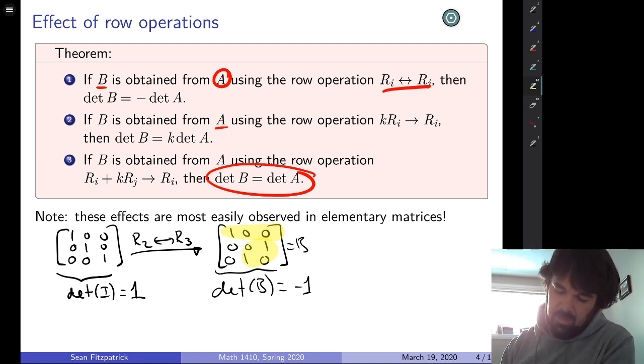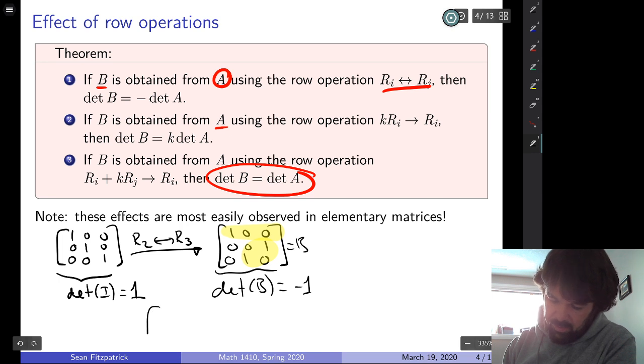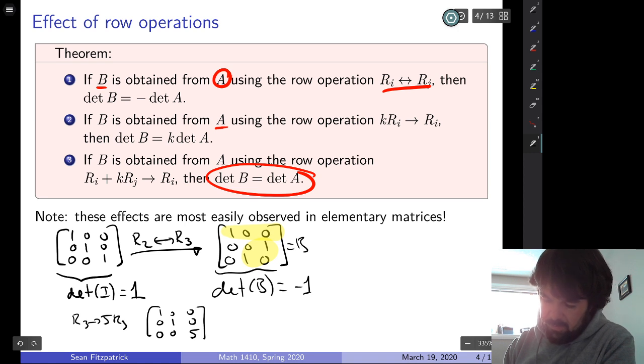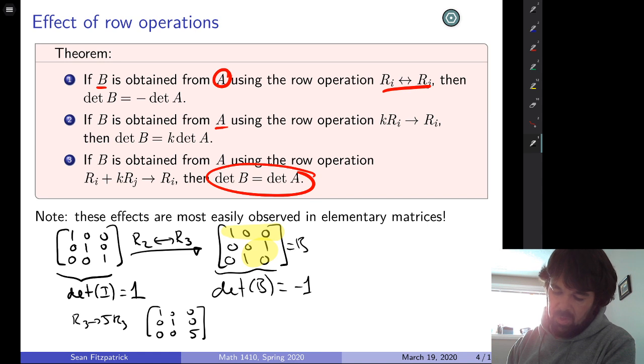If you simply multiply, like row 3 goes to 5 row 3, now you have 1, 0, 0, 0, 1, 0, 0, 0, 5. It's still diagonal. If you multiply down the diagonal, you get 1 times 1 times 5, so now the determinant is 5.